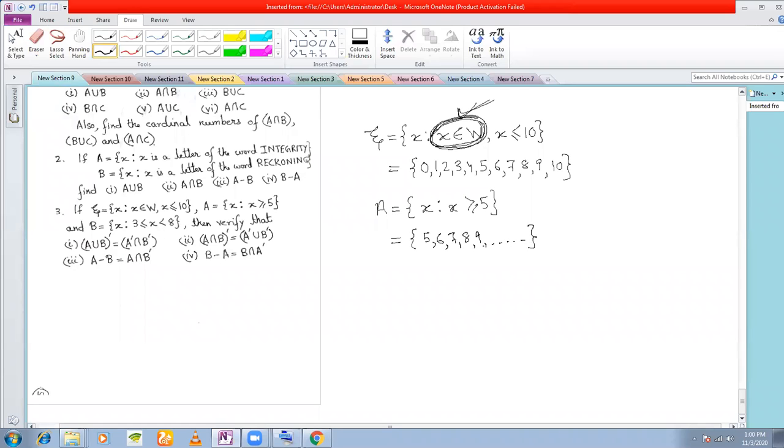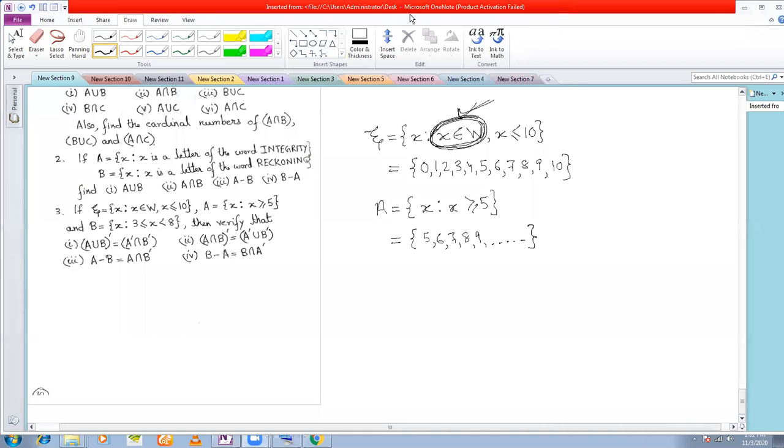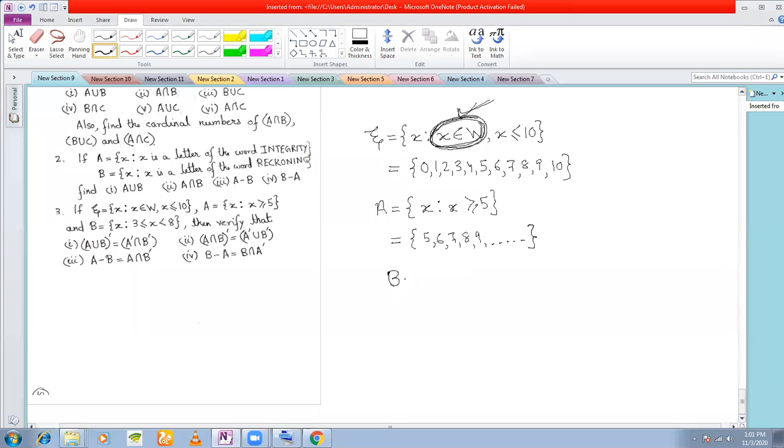Okay, so what kind of a set is this? Can anyone tell me what kind of a set this is? Ayushi, can you tell me? The last one, set A. Set A is an infinite set.